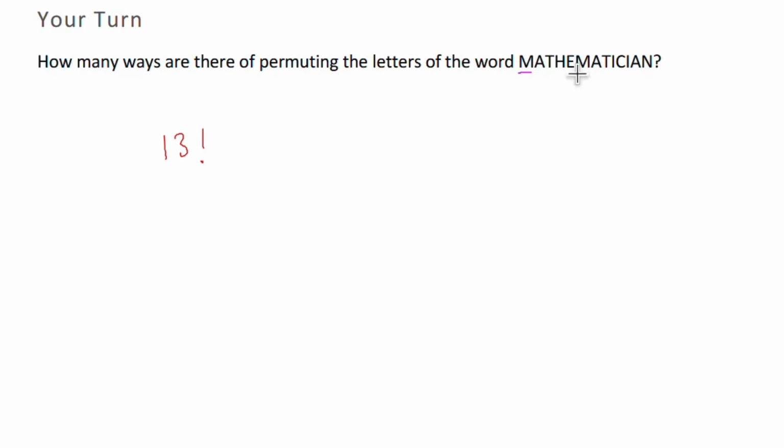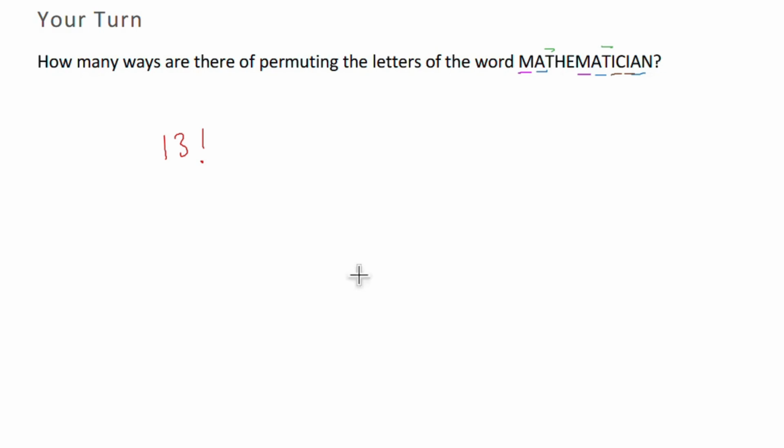We have M that appears twice. We have A that appears 3 times. We have T that appears twice. And I think there's one more in there. Yep, there is I that appears twice. So we've got to divide through by all these different things.